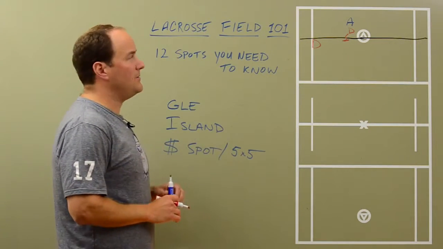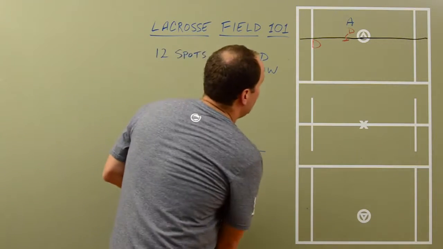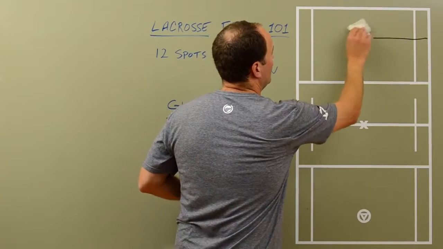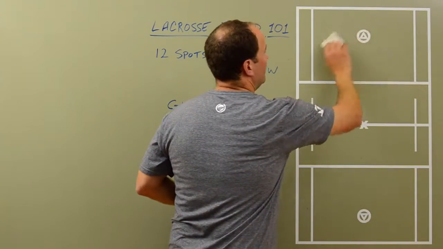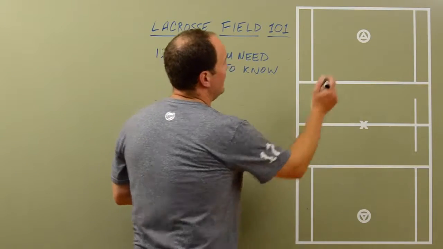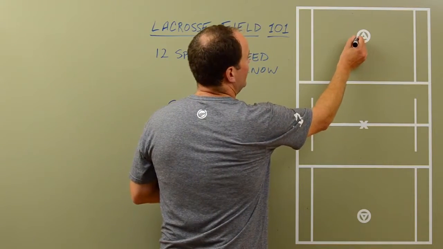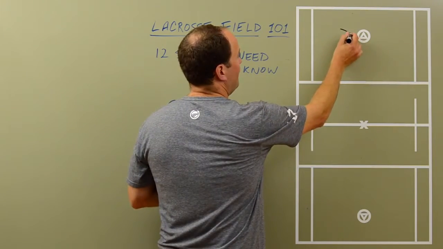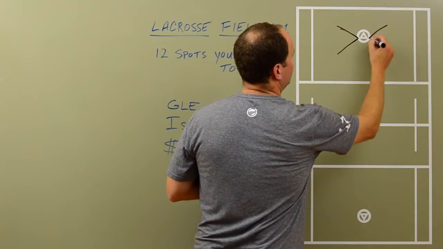The next thing we want to talk about is the island. And this is kind of a unique term that not everyone knows about. But it's really, really important, especially for defenders. Okay, the island is the area near the goal line extended, but it extends out.